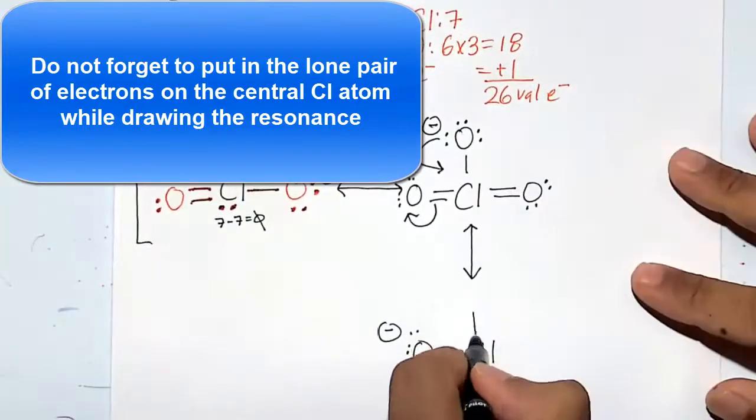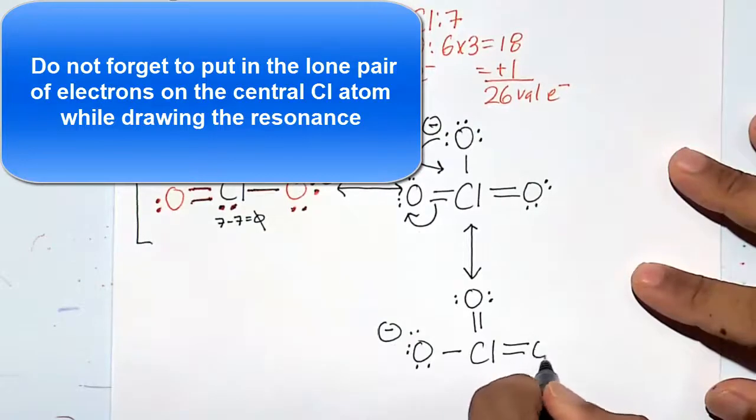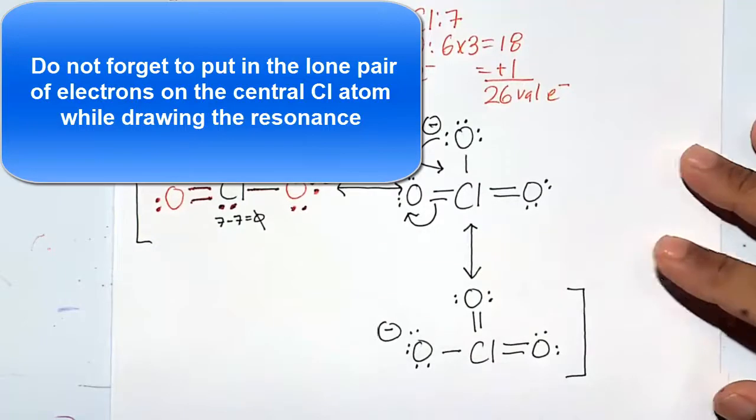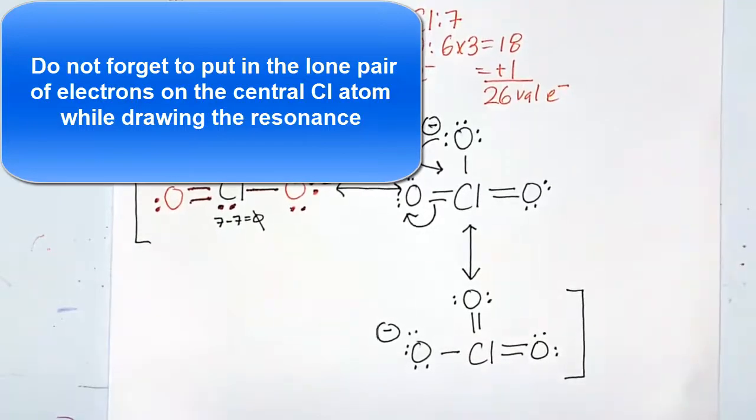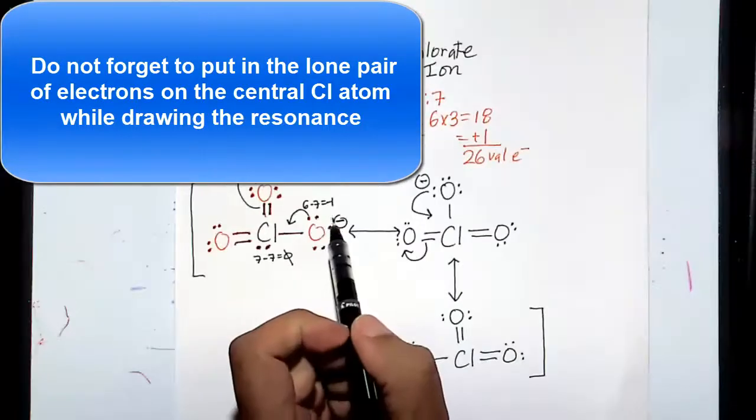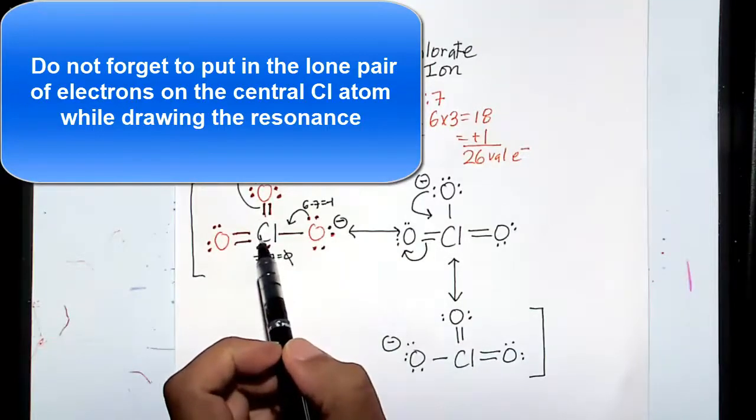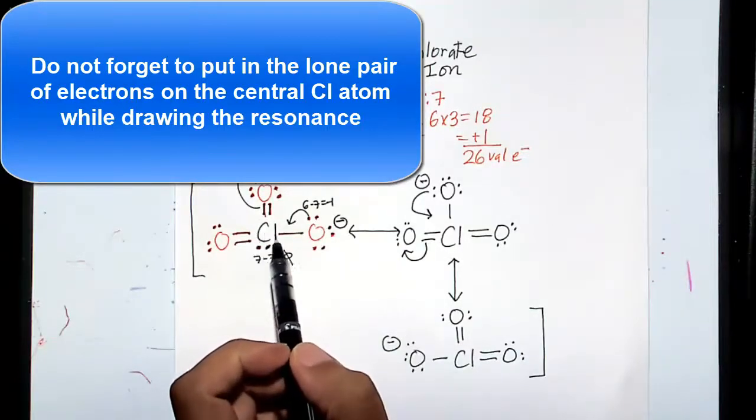Now the double bond is here. The double bond on the rightmost oxygen stays the same. So that is the resonance structure of the chlorate ion. Minus formal charge here is accounted for. The formal charge on the chlorine, the central halogen atom, this is the center atom, is 0.